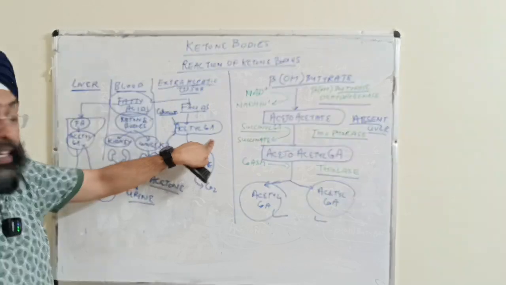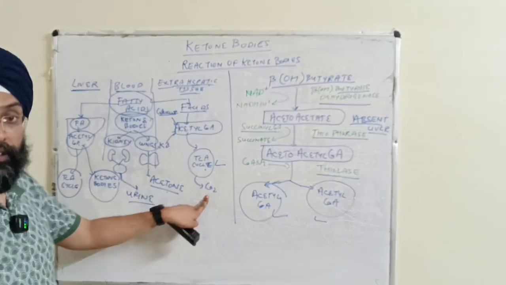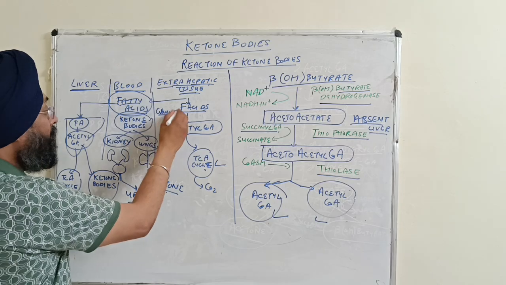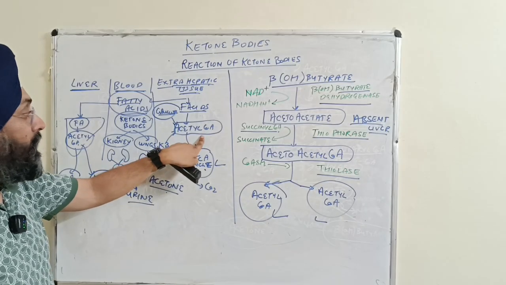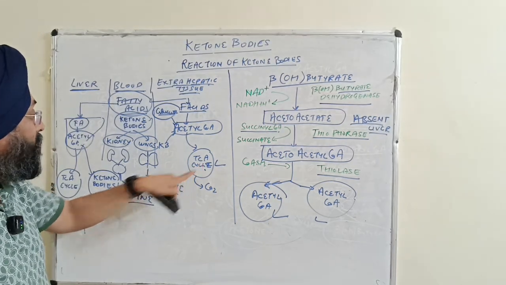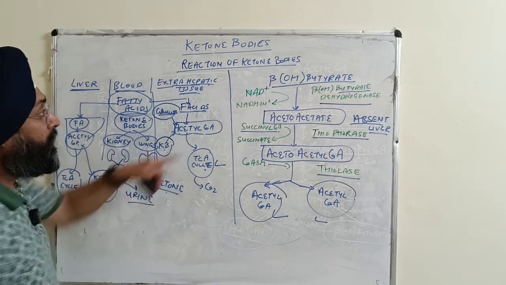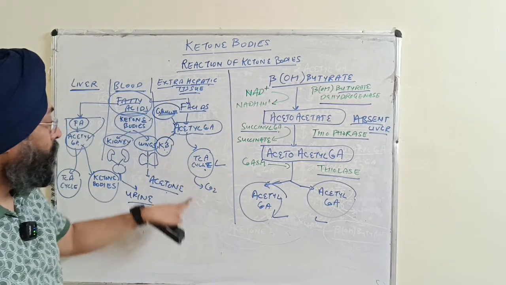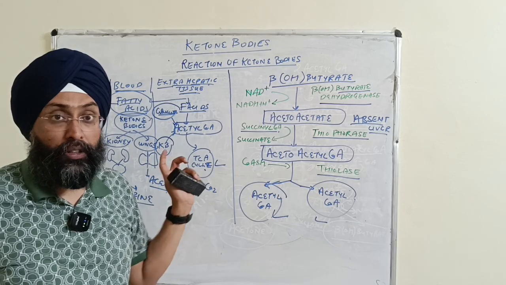And acetyl CoA can enter the TCA cycle, right? From the TCA cycle, it is further metabolized. Glucose through glycolysis will form acetyl CoA, and acetyl CoA can further be metabolized by this pathway. Ketone bodies will also break down to form acetyl CoA by this reaction, so it is further metabolized. So that finishes with the reaction of ketone bodies.